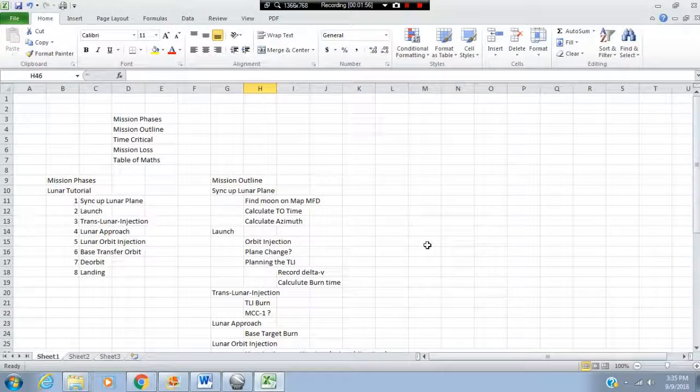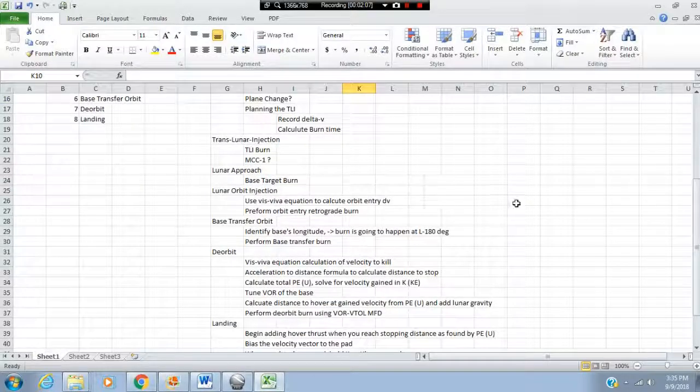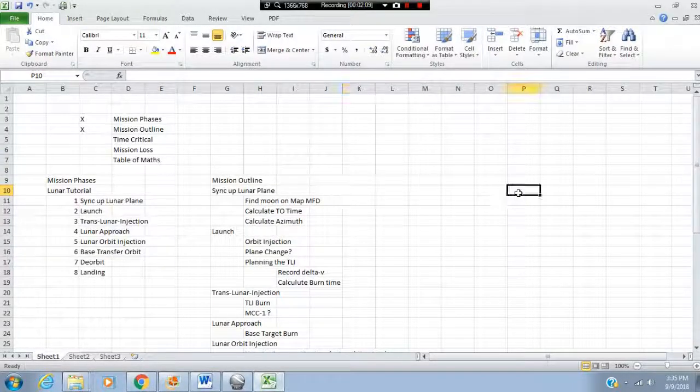what we're doing now. So we've done the mission phases, we've done the mission outline. So the next thing we're going to do is go through this list and identify what's time critical and what is mission loss capable. And this stuff is really important because I'm actually going to highlight this stuff yellow or red, because you don't want to get this wrong.